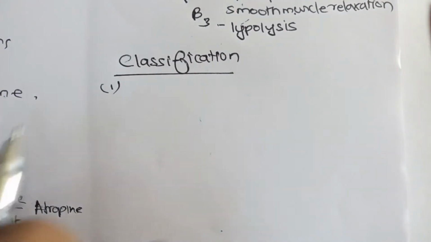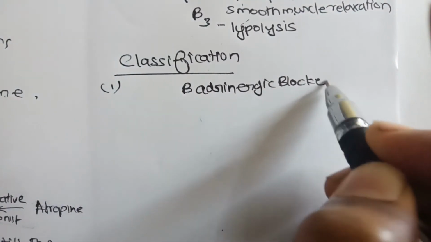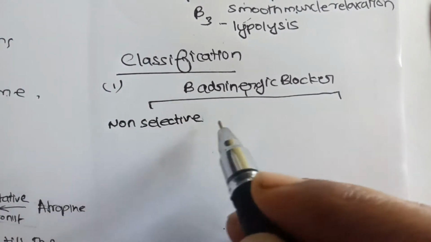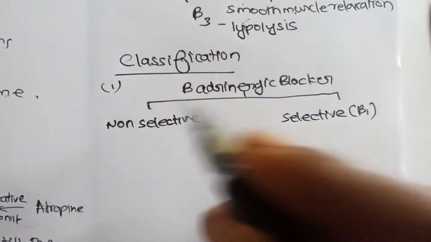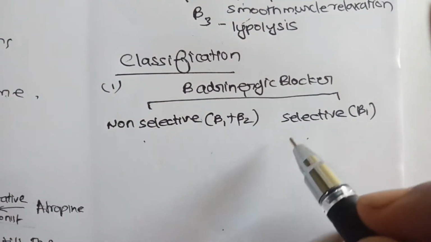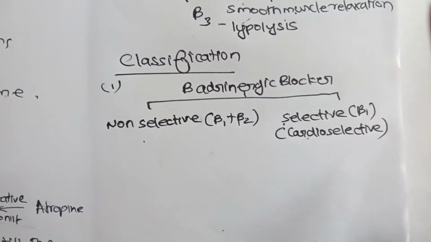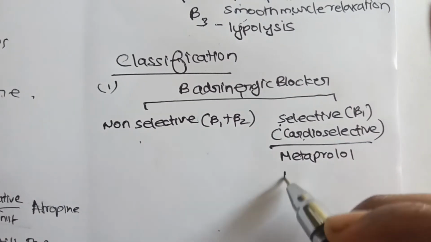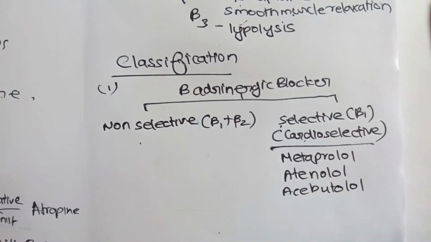One of the most important is the classification. We have two types of classification. In the first form, we are dividing the beta adrenergic blockers as non-selective and selective types of blockers. That is, one blocking both beta 1 and beta 2 and the other only beta 1. Since beta 1 is mainly stimulating cardiac functions, it is also known as the cardioselective type of beta blockers. Mainly there are metoprolol, atenolol and acebutolol.